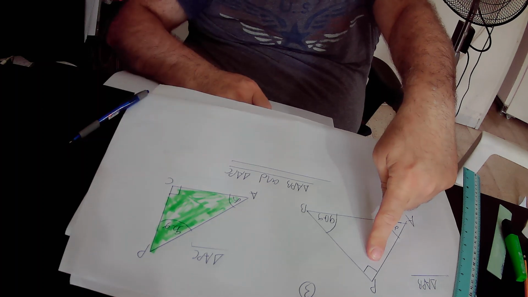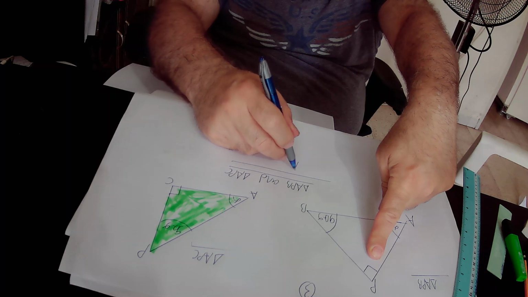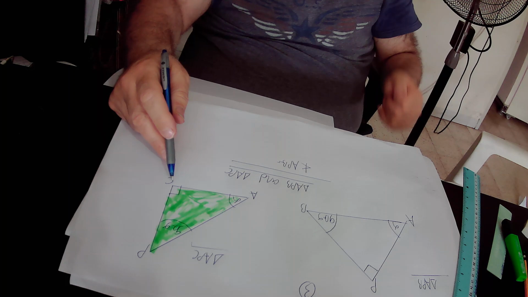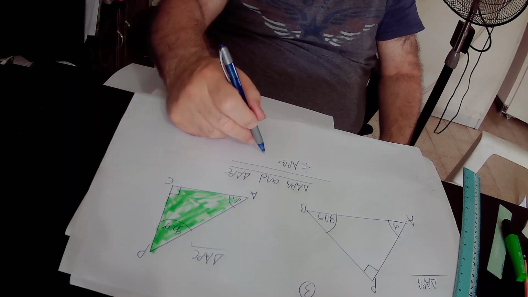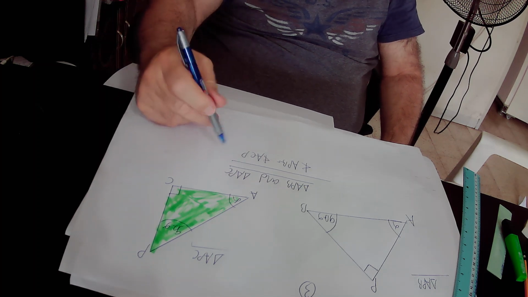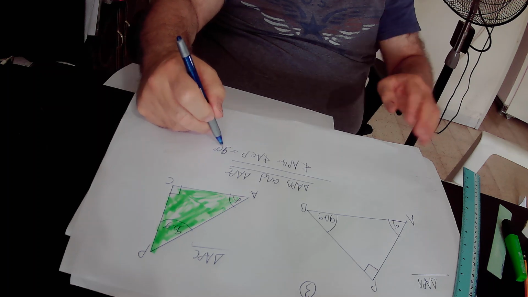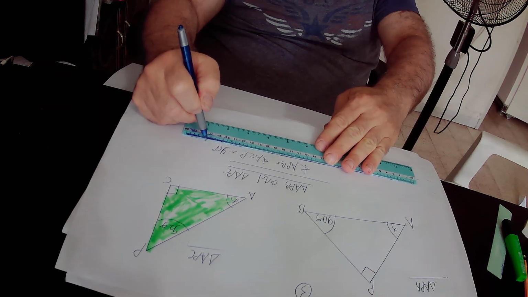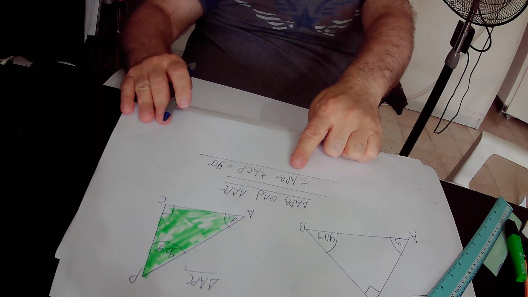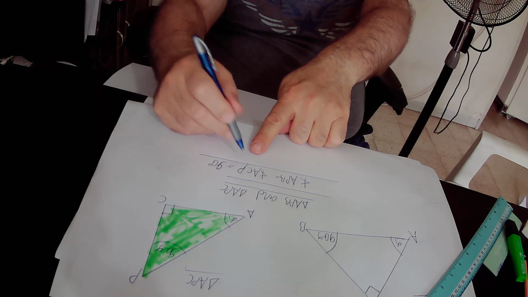So actually, this is angle APB in the right triangle APB, and it is equal to this angle, that is actually angle ACP in the green triangle APC. Repeat again. Angle APB in the right triangle equals angle ACP in the green triangle. They are both equal to 90 degrees, therefore they are equal to each other.